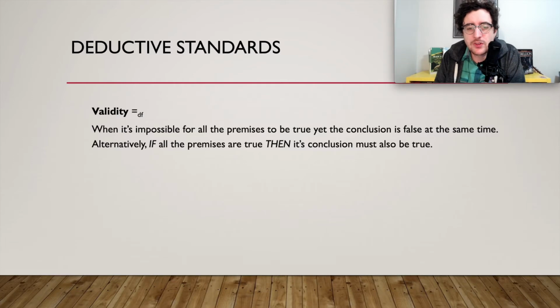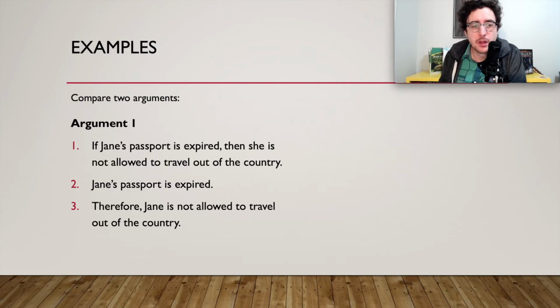Now, philosophers often talk about how validity is a matter of the form or structure of the argument. It doesn't have anything to do with the subject matter or topic of the argument. To get clearer on this idea of argument form, let's compare two arguments. One from last video says if Jane's passport is expired, then she's not allowed to travel out of the country. Jane's passport is expired, therefore Jane's not allowed to travel out of the country.